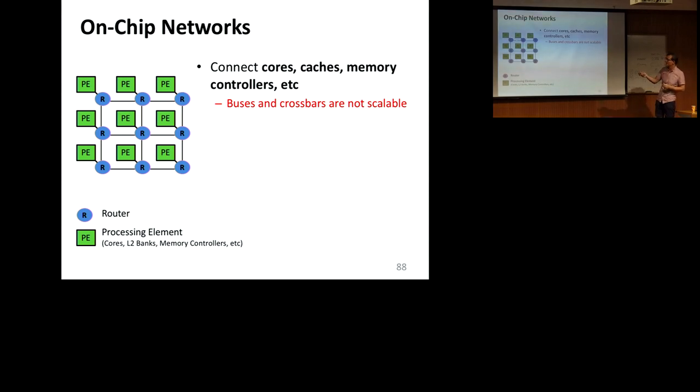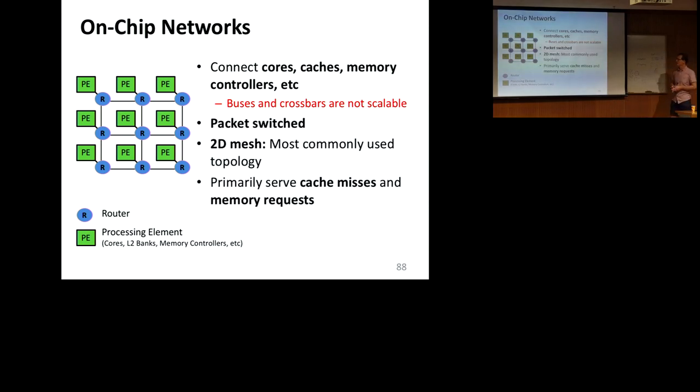In this case, you have a two-dimensional mesh. But it doesn't have to be a two-dimensional mesh. You can interconnect the components using any kind of topology that we discussed, right? You can connect cores, caches, memory controllers. And we said that buses and crossbars are not scalable, so people are looking at rings, hierarchical rings, meshes that look like this.